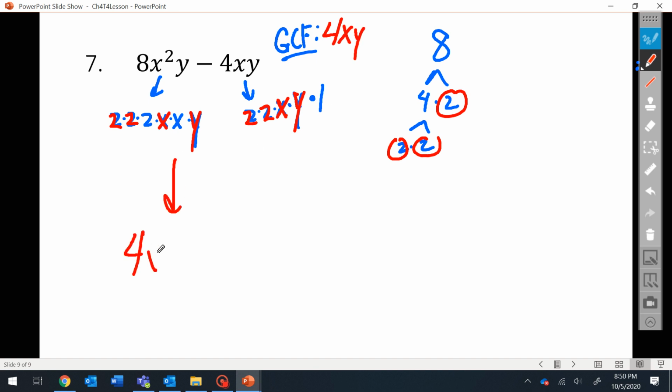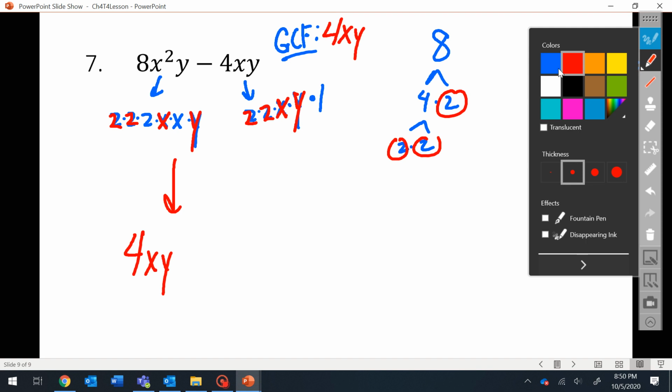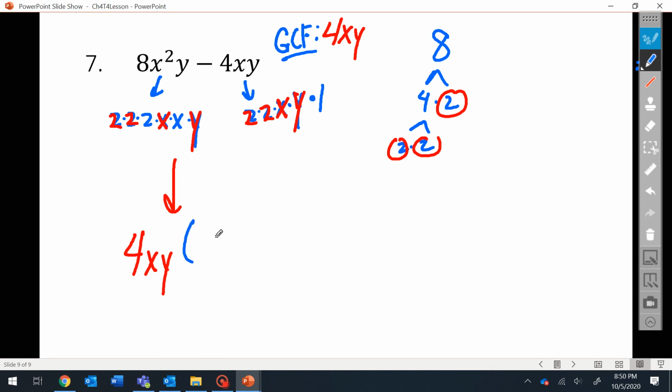So we're going to factor out the 4xy, and then what's left over for each term is what's in blue. So for the first term, it's just the 2 and the x, so 2x. For the second term, the only thing that's there is the 1, so it's minus 1. So the factored form is 4xy times 2x minus 1. This is the GCF that's been factored out.